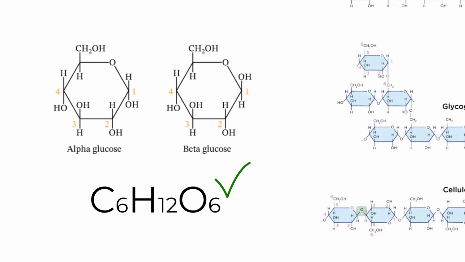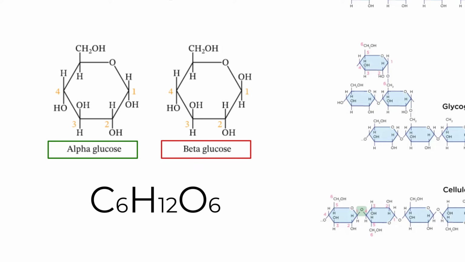Now, the last thing we need to know about glucose, which is very important, is that it comes in 2 forms, which are called alpha and beta. There is one very specific difference that exists between these forms. Take a second to see if you can spot it. If you notice a difference between the orientation of bonds coming off of the first carbon, you got it.